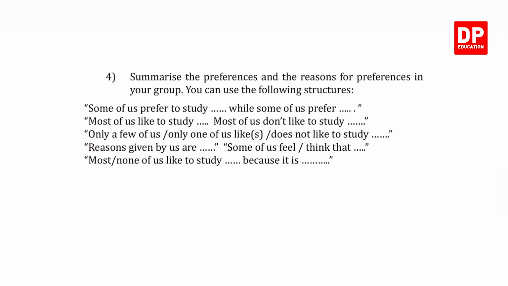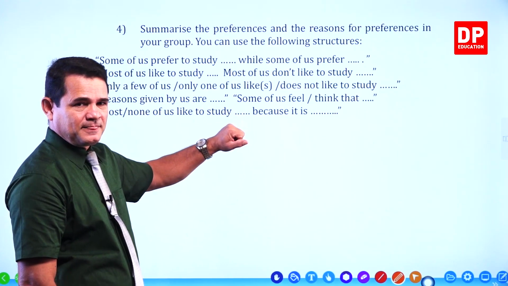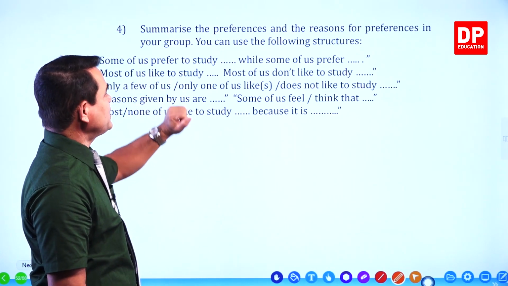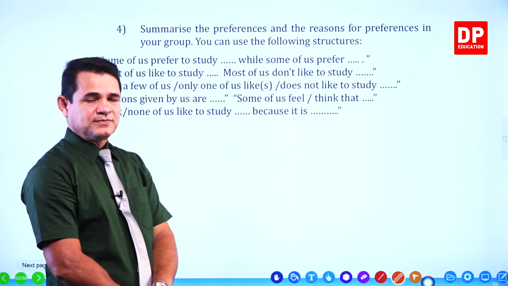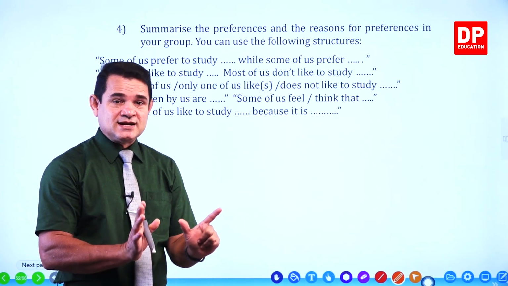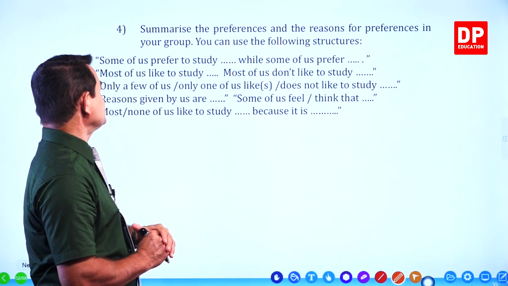And next one, summarize the preferences and the reasons for preferences. දැන් අපි reasons ටිකක් ලියුවානේ. ඒ ටික summarize කරන්න ඕනේ. In your group, you can use the following structure. දැන් මේ table එක බලාගෙන ඒ තියෙන තොරතුරු ටික සාරාංශගත කරන්න ඕනේ. So you can use these structures.